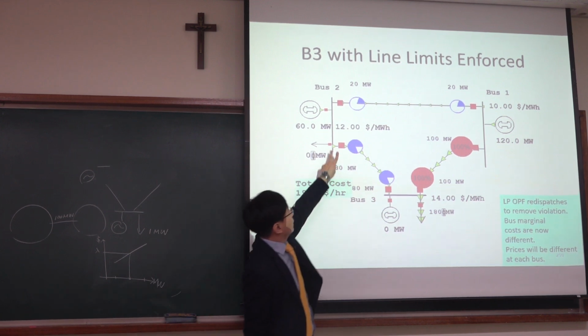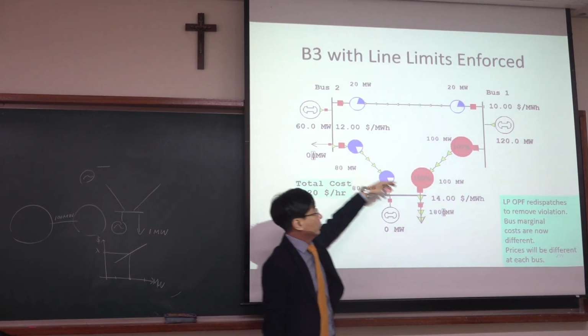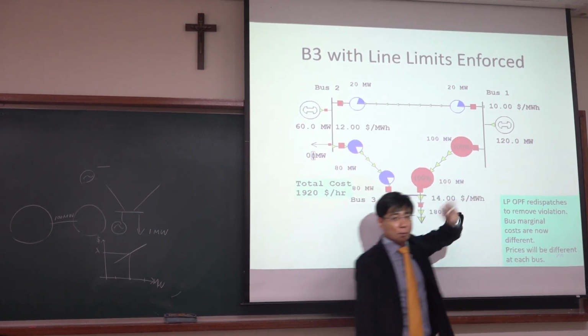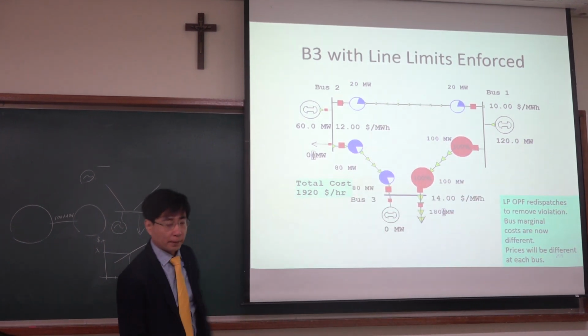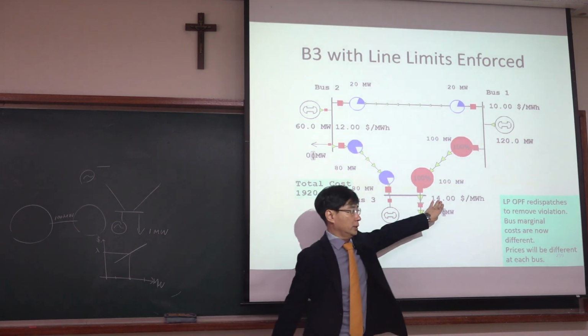Yeah, so increase by 2, $24. Decrease by 1, and $10. So 24 minus 10 gives you 14. Okay, so that's why this LMP here is $14.